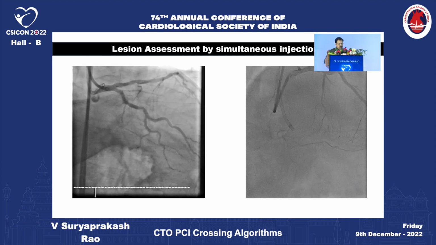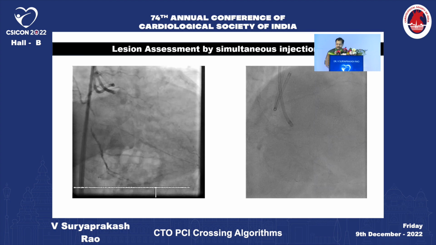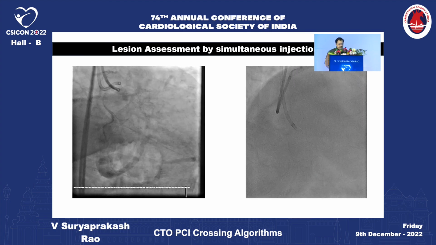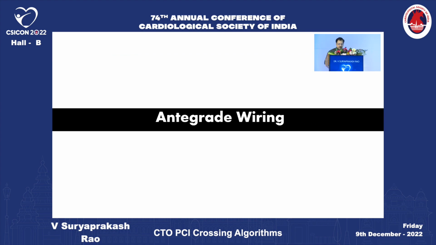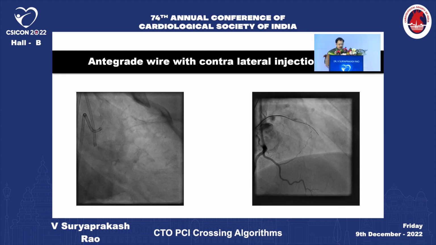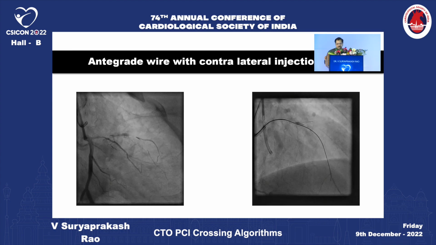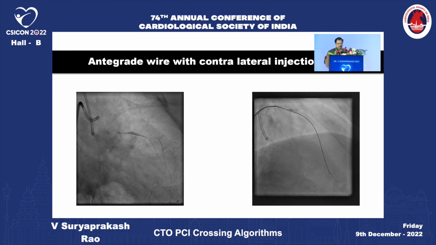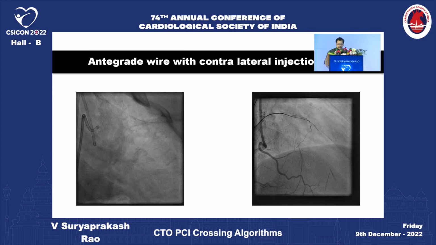This is a beginner's approach: you do a dual injection, read the proximal cap, length of the lesion, calcium, collaterals. So this one is the simple approach, a contralateral injection and simple wire cross. A beginner should always attempt in all algorithms with this technique, with the escalation of the wire.